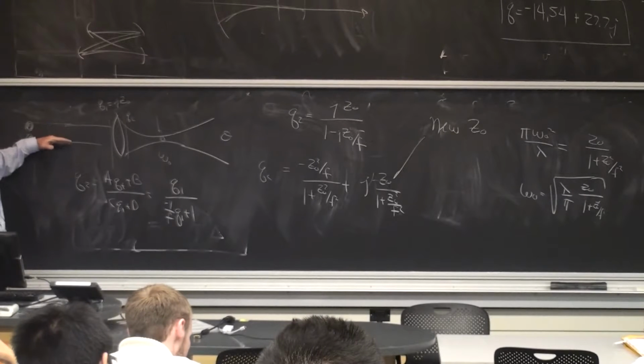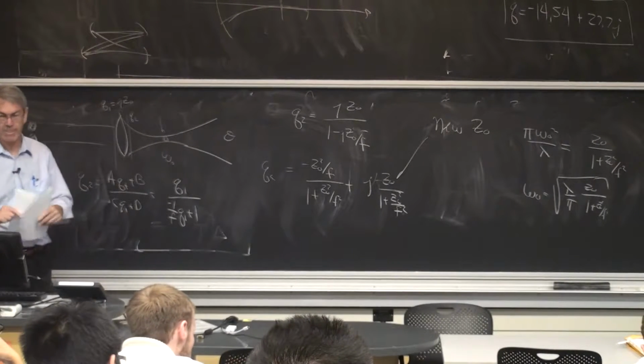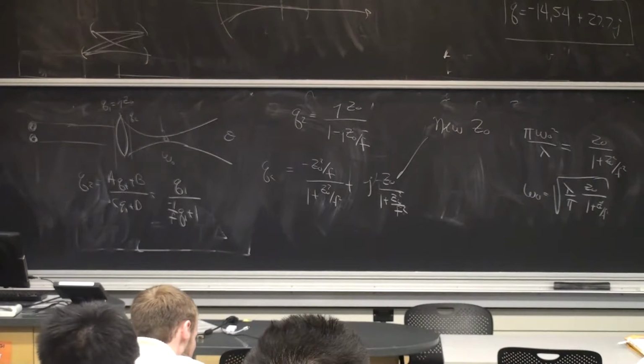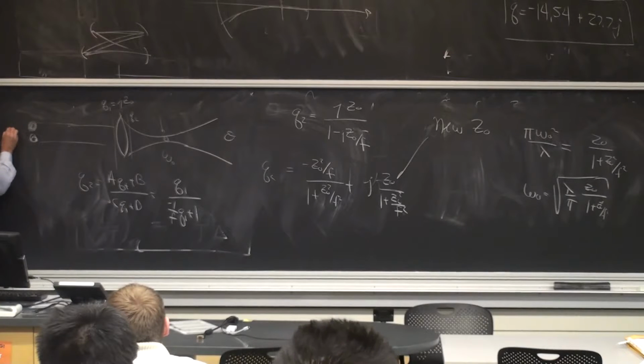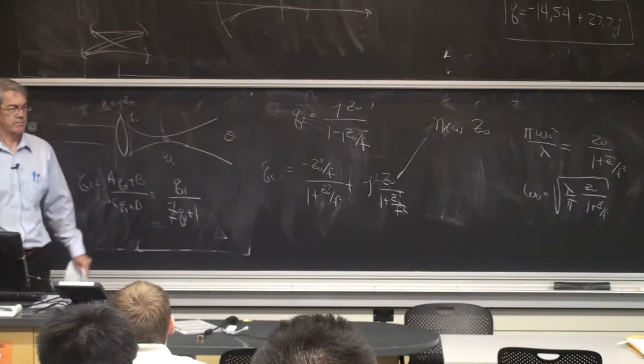Now, this is a 0-1 mode. Does it have the same diffraction as a 0-0 mode? It's actually a bigger mode. This is larger. My 0-0 looks about this big. This one's actually bigger. Does it have a different diffraction angle?